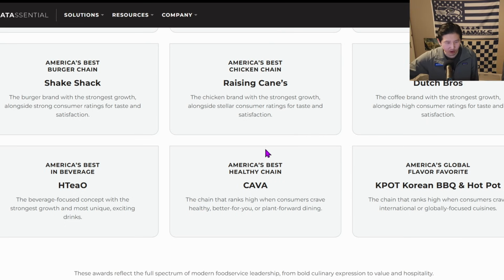And America's best healthy chain, that one is kind of surprising. I thought Chipotle would be there, but it does seem like Cava has all of the rage and hype right now. America's best burger chain, hey, this one is controversial, because I would argue Whataburger, the chain based out of Texas, they belong in that conversation. I feel like they taste better, but I think Shake Shack makes sense as well if you're willing to pay like $12 for a burger, fries, and a drink.